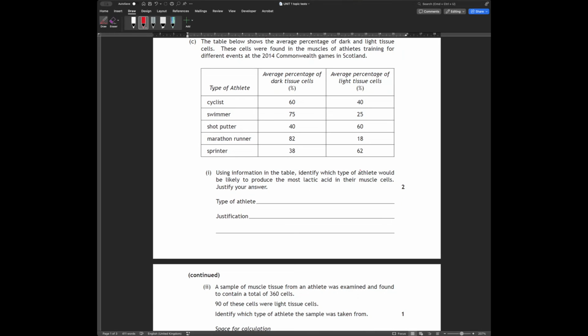The table shows the average percentage of dark and light tissue cells. These cells were found in the muscles of athletes training for different events at the 2014 Commonwealth Games in Scotland. Okay, perfect. Use information in the table. Identify which type of athlete would likely produce the most lactic acid in their muscle cells and justify your answer.